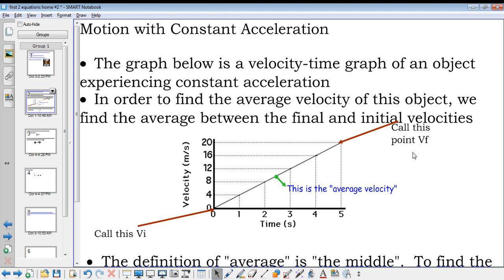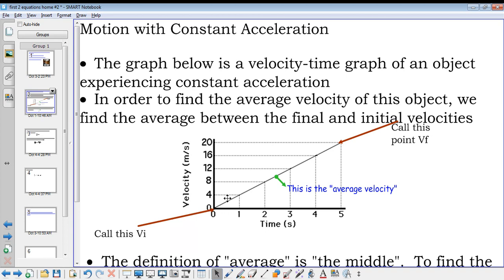So what I have here is a velocity time graph, and in the moving man PhET activity, you saw that when an object or a man experiences constant acceleration, the graph, when we plot velocity versus time, is linear. Well, if I take a look at this graph here, there's three important points. There's the final velocity, which is at the end of this graph. There's the initial velocity, which here is at the origin.